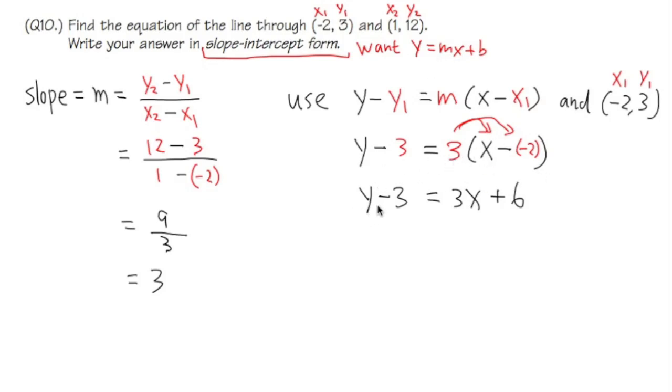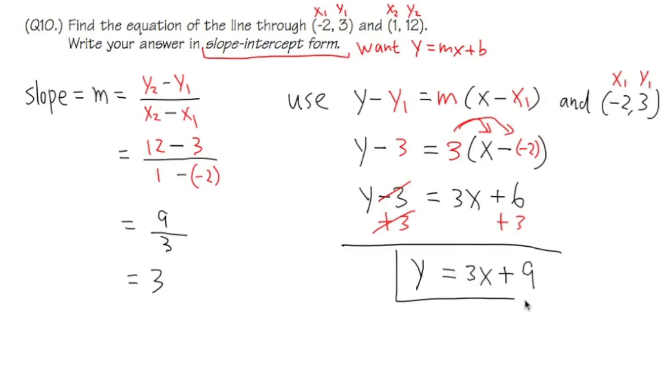Now I just have to isolate the y. So the final step is we are going to add 3 on both sides. This way the 3's cancel on the left-hand side. And I get my y equals 3x plus 9. Y is equal to mx plus b. And this is the answer.